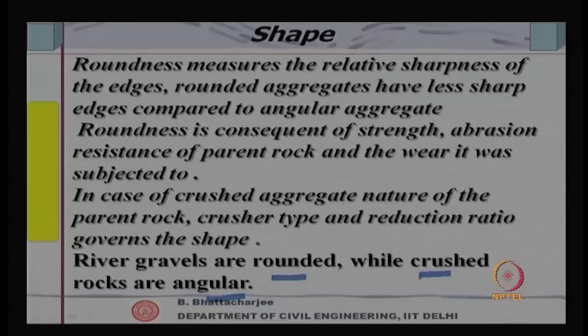The rock is crushed between the crusher jaws. So, it is unlikely that it will be rounded. So, crushed rocks are generally angular.